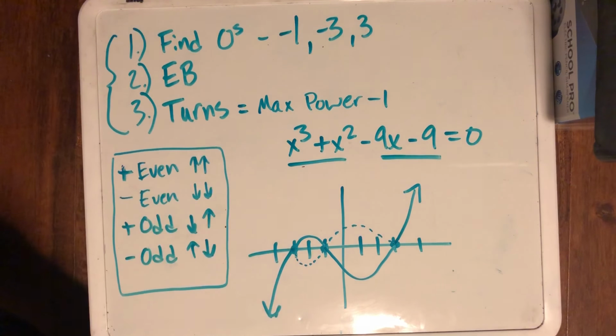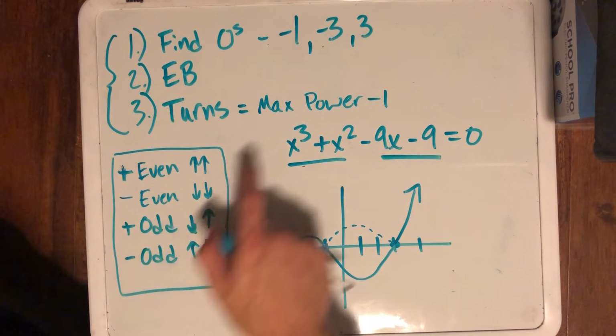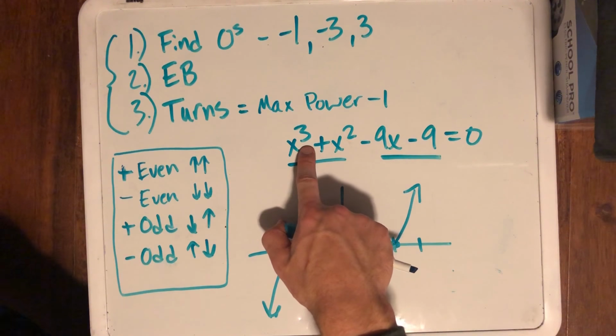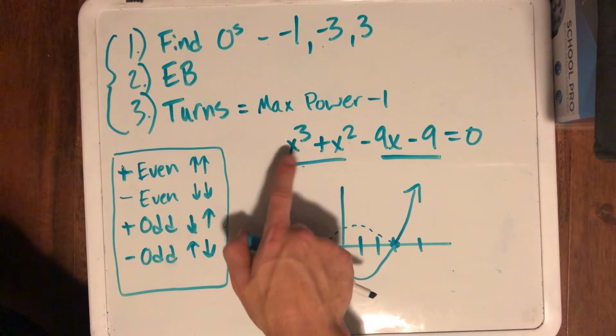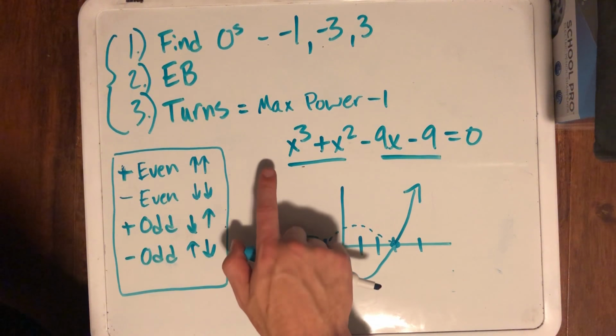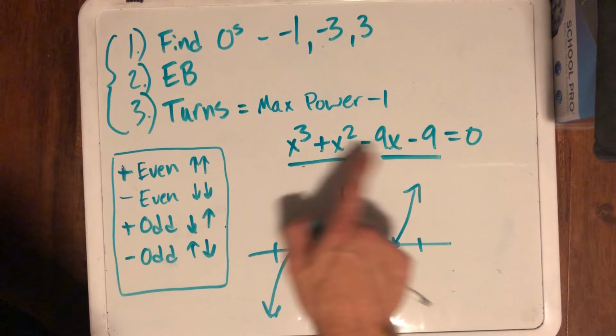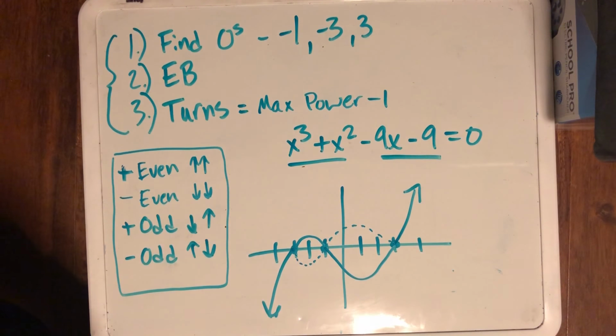And then the turns, also, I don't think it's too hard to remember, right? It's just the max power minus 1. It's really easy to find the max power. Most of the time it'll be just the farthest left term, not always, but most of the time it will be. And when it's not, you just need to scan and see what the greatest power is, and then just subtract 1 off there.